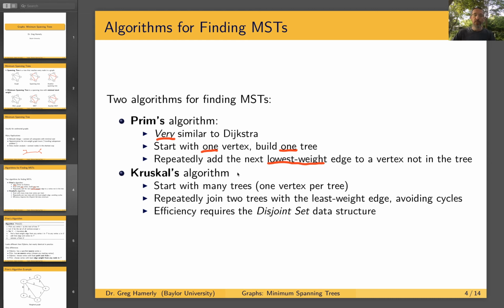Now, Kruskal's algorithm is quite different. You start with many trees. We might call this a forest. And you think of each vertex as being a tree unto itself, being connected to nothing else. And then what we do is we repeatedly join two trees using the least weight edge among all edges. And we add that edge only if we can avoid a cycle, because we know that a tree doesn't allow cycles. And in order to do this efficiently, we have to use something called the disjoint set data structure.